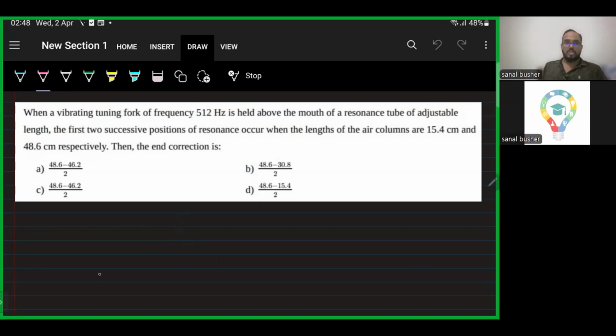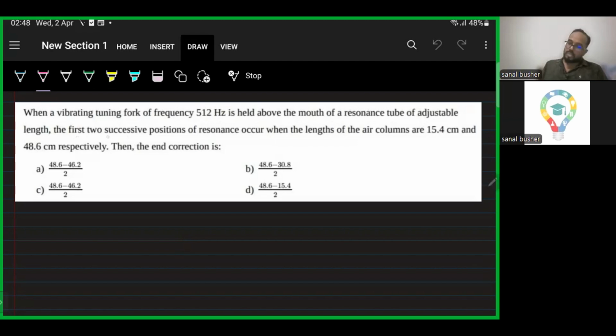Today we are going to solve this question. Just read the question. When a vibrating tuning fork of frequency 512 Hz is held above the mouth of a resonance tube of adjustable length. Okay, so you are using a resonance tube with an adjustable length. That means it will be a closed pipe. You need to apply the closed pipe situation here.